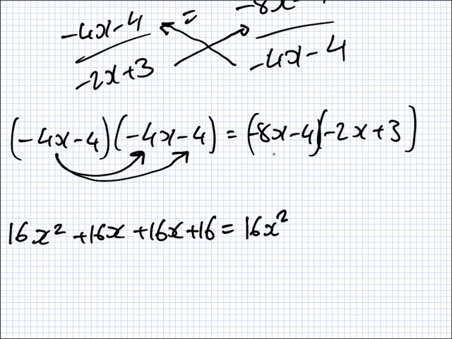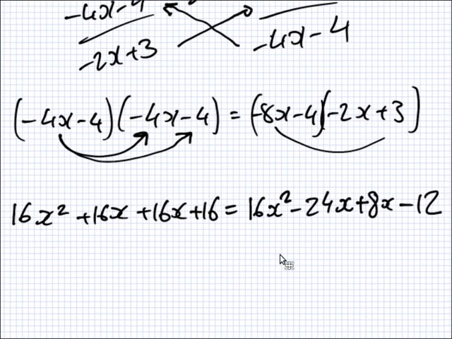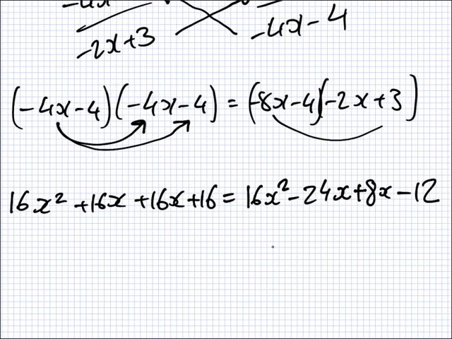And then minus 24x. And then we have minus 4 by minus 2, 8x. And then what do we have? Minus 12. Okay? Right. What should I do next?